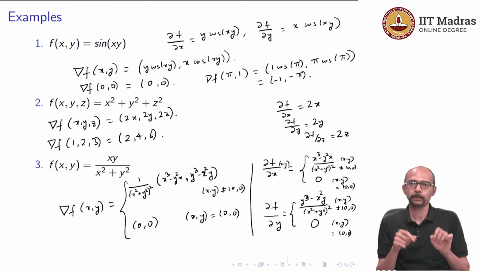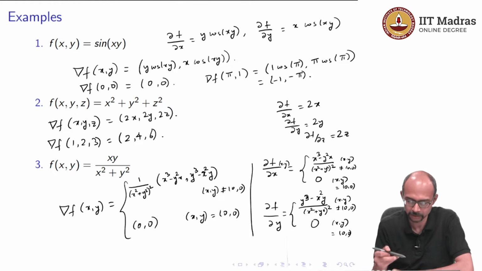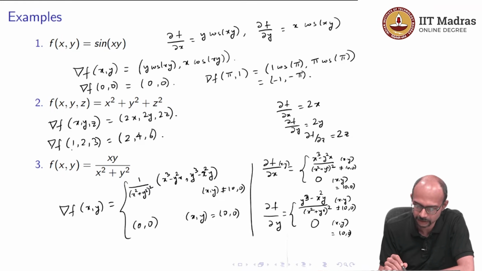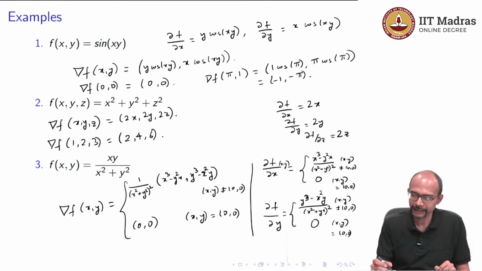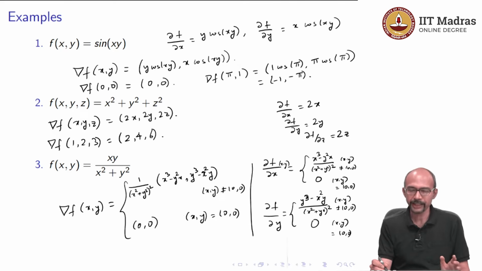Suppose, let us say, at the element 1, 2, 3, the gradient vector is 2, 4, 6. So, what this is saying is the rate of change with respect to x is 2, with respect to y is 4, and with respect to z is 6. So, the rate of change is 3 times that for z as that for x, or 2 times that for y as that for x.